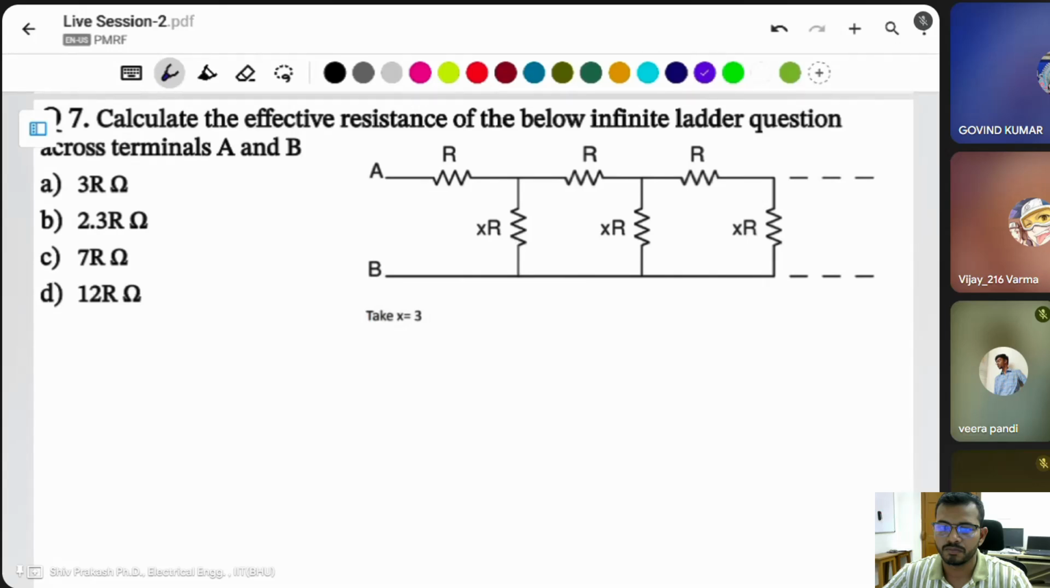Calculate the effective resistance of the below infinite ladder between terminals A and B. Sir, the second one is the answer for this question. In the previous class, ma'am has also taught this one, all the questions. Yes, sir. Yes, sir. Yeah, this one only.